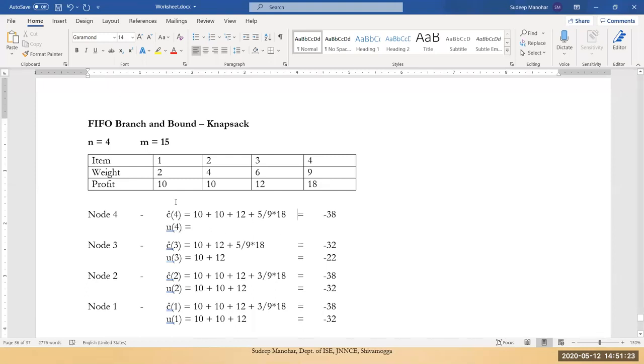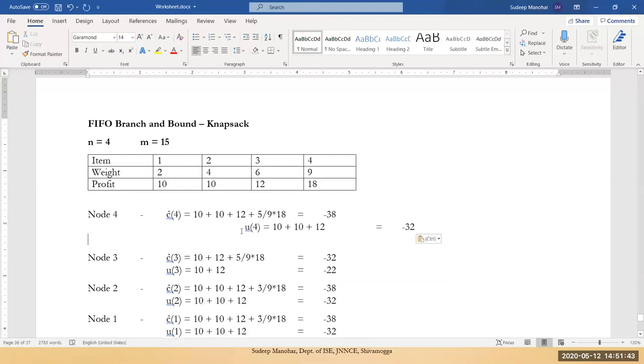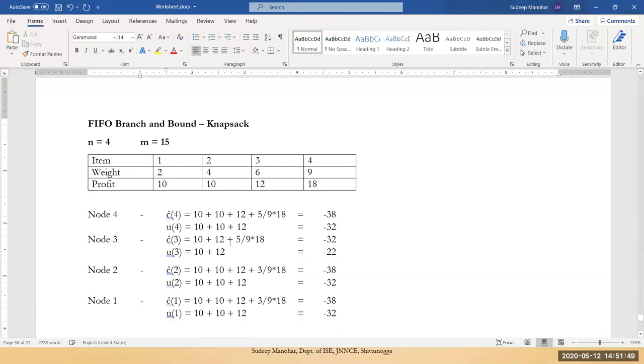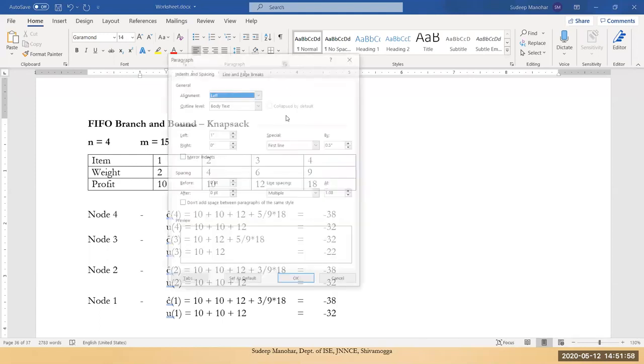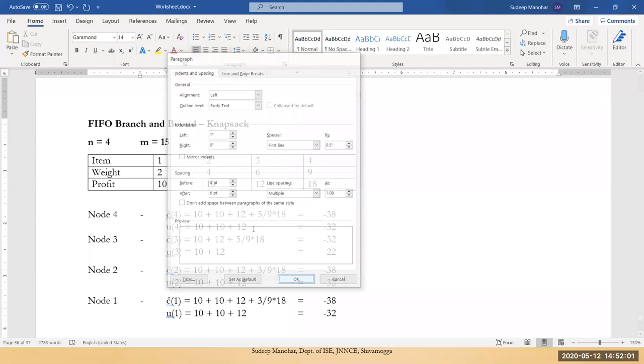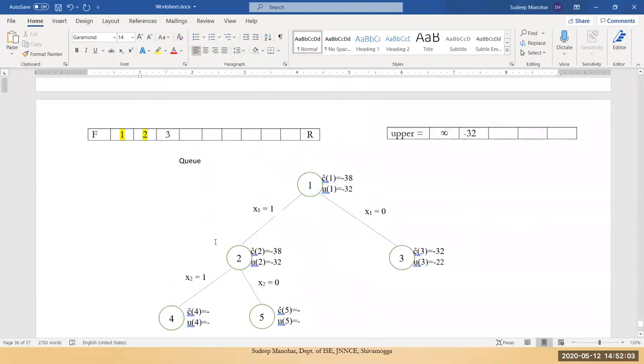Next, without fraction. You are supposed to consider item number 1. When you consider item number 1 with fraction, you can consider the first 3 items because the weight is 12. Put 10 plus 22, get 32 for this. 38 and 32. I'll update here.